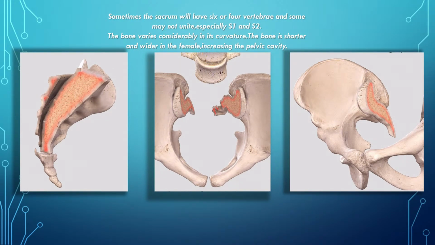Sometimes the sacrum will have 6 or 4 vertebrae, and some may not unite, especially S1 and S2. The bone varies considerably in its curvature. The bone is also shorter and wider in the female, increasing the pelvic cavity size.